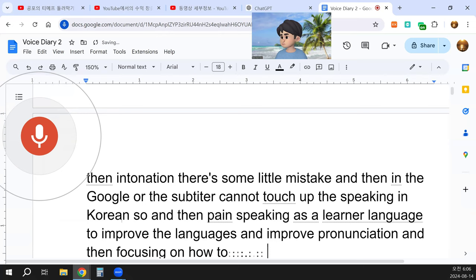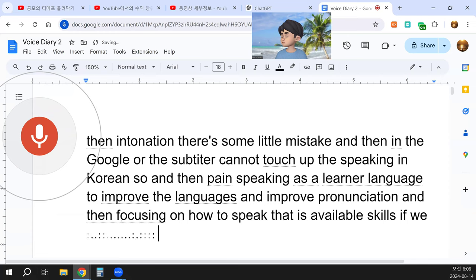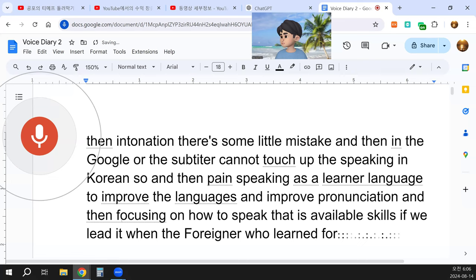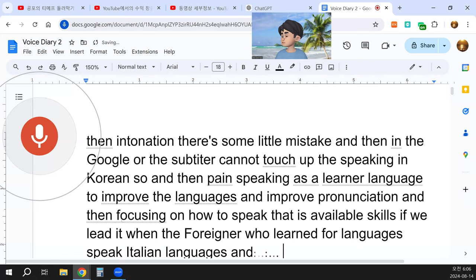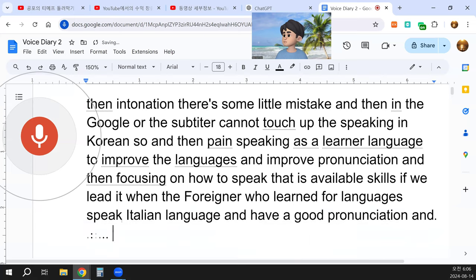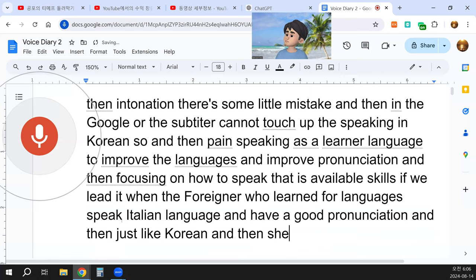And that is a level of skill. When a foreigner who learns a foreign language speaks the target language, if we can read the subtitle directly and correctly, that is very, very important. It means the partner has good pronunciation.